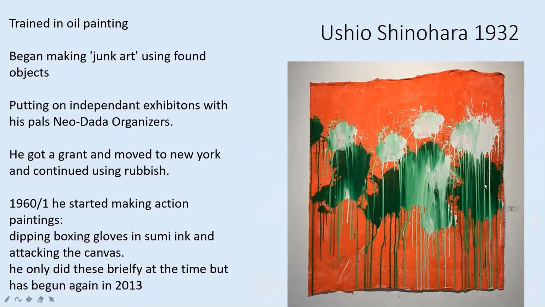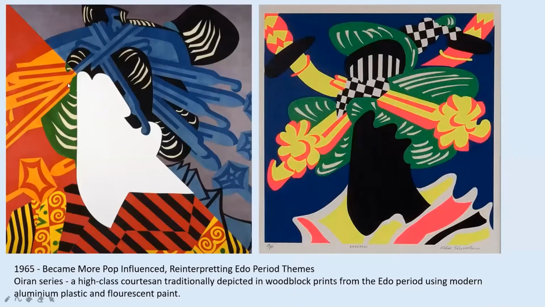So this piece here is called Pumpkin Flowers by Ushio Shonihara. But in 1965, after he'd been doing these action works, he became more influenced by pop art. And he was also looking back at these prints from the Edo period, the ones that we looked at with Hokusai, made for the new merchants. He made this series called Oiran, and an Oiran was a high-class courtesan traditionally depicted in woodblock prints, specifically in the Edo period. So it's these beautiful ladies in their lovely fashion.